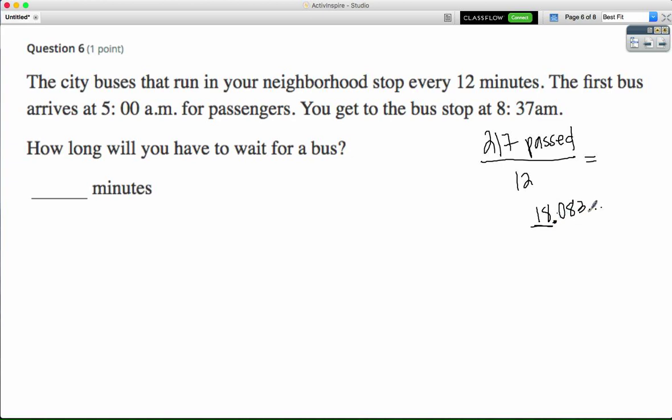I'm waiting for the 19th time it's going to come around. So I'm going to do 19 times 12 to find the 19th time that bus should come by. And that's going to come by at 228 minutes after the first time. So 228 minus 217 gives me a difference. 228 minus 217 tells me that I still have 11 minutes to wait for the next bus.